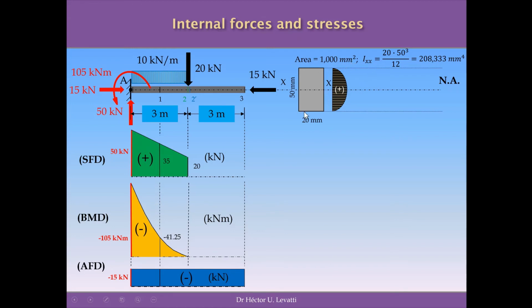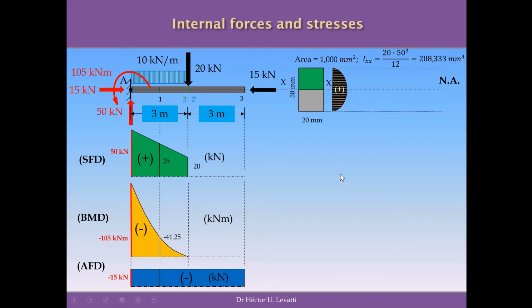As you know, because it's a rectangle and because the barycentric axis is corresponding with the barycenter, which is in the middle of the cross section, the moment of inertia will be b times h cubed divided by 12. b is 20, h is 50 cubed, divided by 12, and the value of the moment of inertia Ixx is equal to 208,333 millimeters to the fourth. We have what we call the geometrical properties of this cross section.